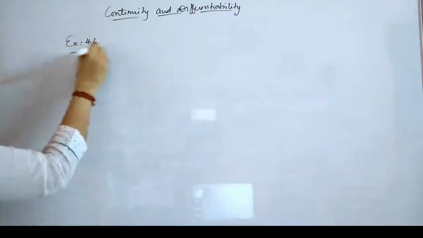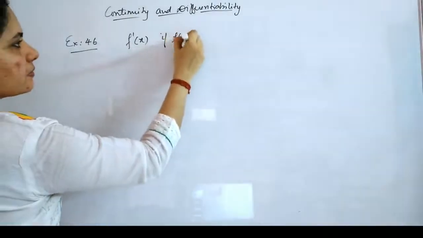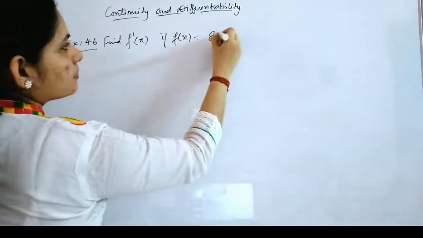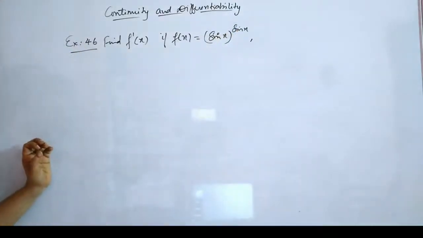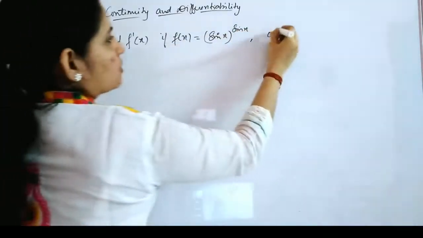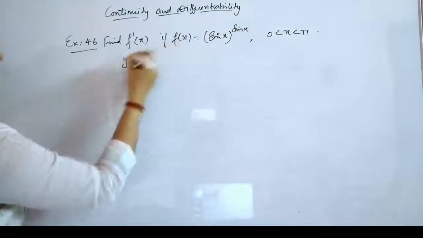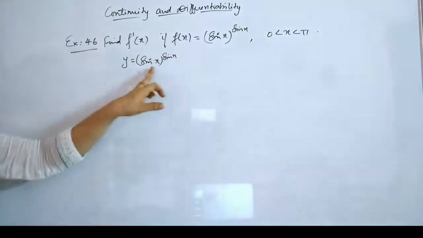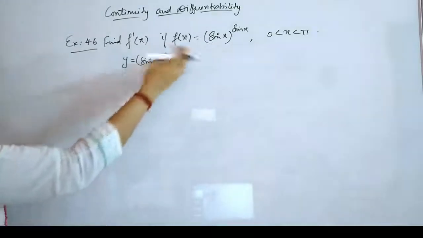Next is example 46. Question is find f dash of x if f of x is equal to sin x the whole raised to sin x, and the condition for x is given to be it is lying between 0 and pi, 0 less than x less than pi. Okay, so we will substitute y is equal to f of x, so y is sin x the whole raised to sin x. Now when you have a function, to the power of that function you have another function of x, so it is u of x the whole raised to v of x.